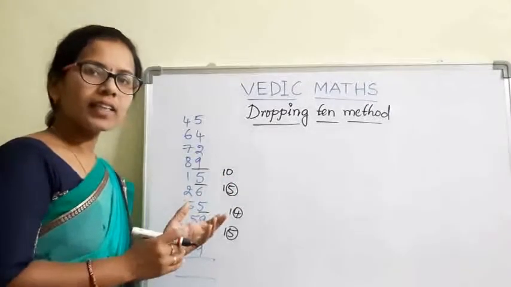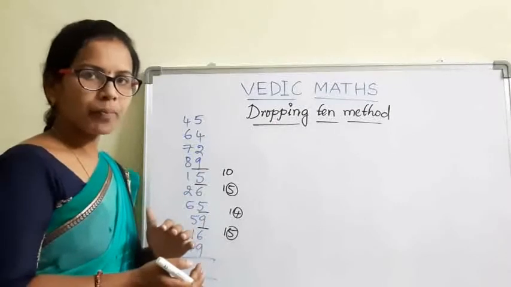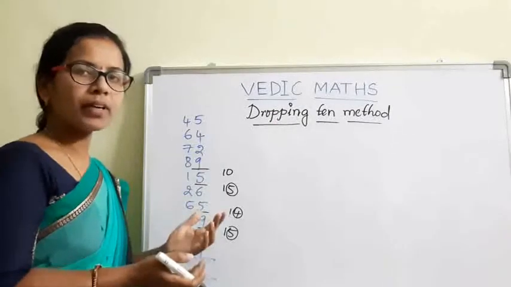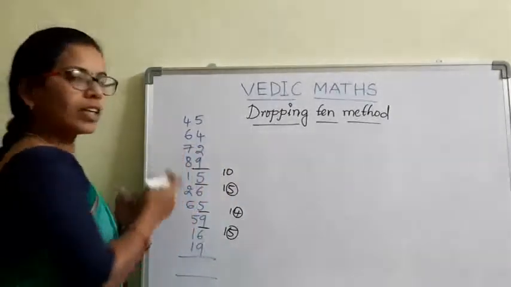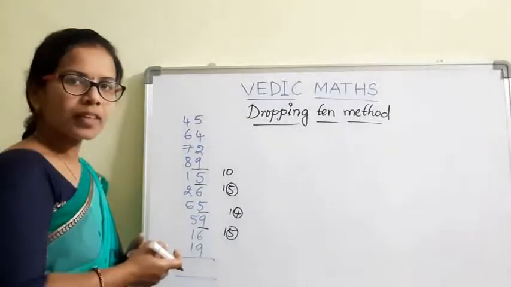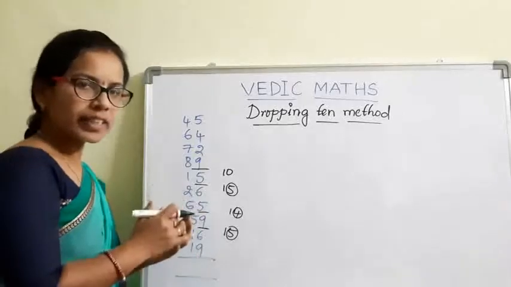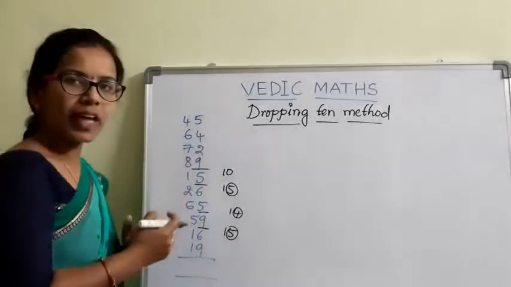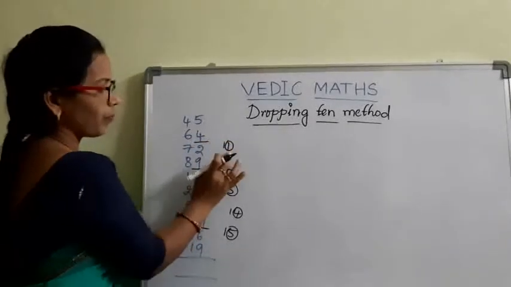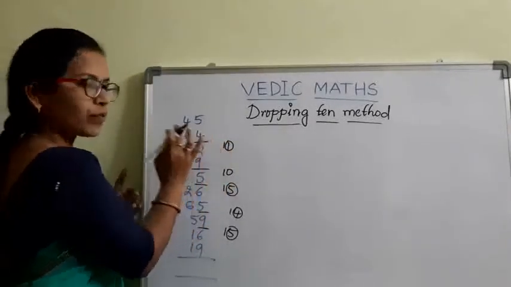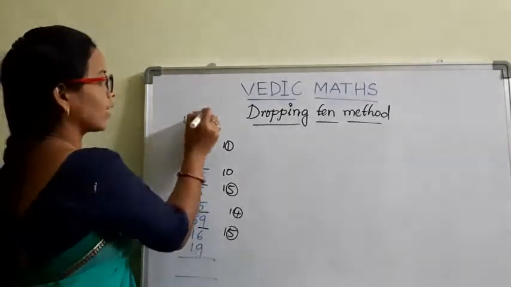0 plus 9, again we get the same number, 9. So when we add 0 to any number, we get the number itself, so no need to carry this 0 to the next number. Then what do we have to do? Start freshly, which means you can start from 9. 9 plus 2, 11. Drop 10. Carry 1 to the next number. 1 plus 4, 5. 5 plus 5, 10.